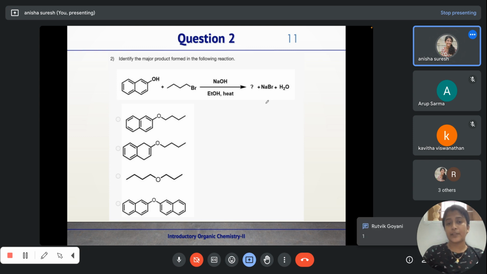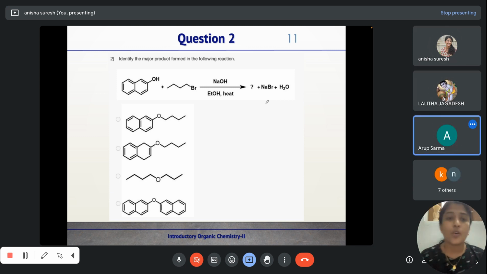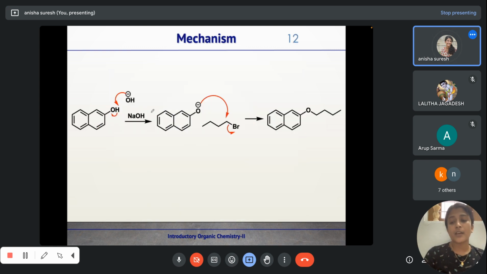So four options are given. What is the major product? Option 1 will be the right option. So we will see the mechanism of this reaction. The hydroxide from NaOH will abstract the proton from this alcohol and result in the formation of this alkoxide. This alkoxide can attack this alkyl halide, butyl bromide, in SN2 fashion. Bromide will be removed and it will result in the formation of this product.